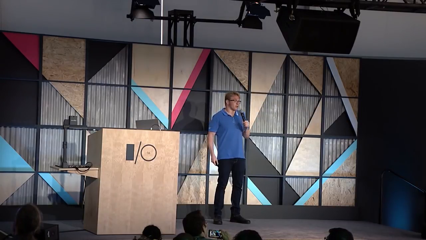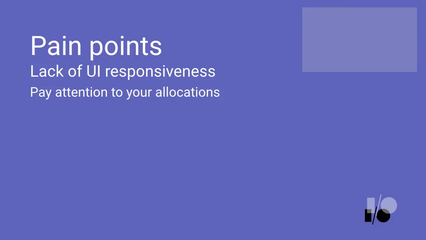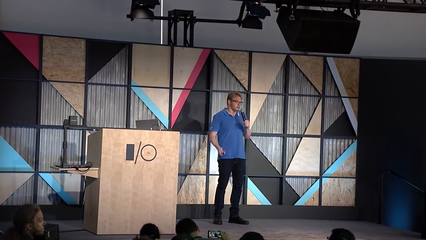So let's talk about pain points. If you have a problem with UI responsiveness, pay attention to your allocations. Use the memory allocation tracker, because if you're allocating too much, you're just stopping the CPU and GPU.